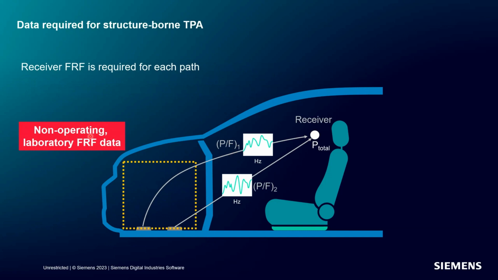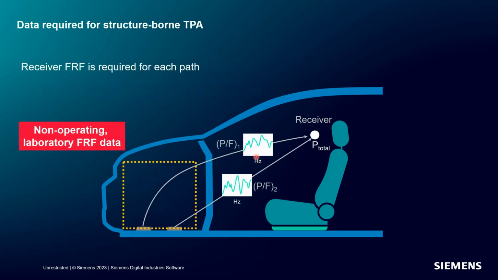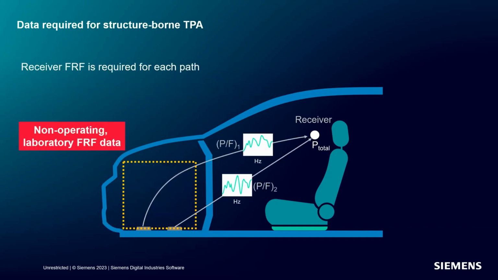Notice it's non-operating. This would be data that you would take without the vehicle operating. And it's a property of the structure itself, this FRF. And it's a function of frequency as well. So for each frequency, this tells you for how much force coming in, how much sound will be generated at the operator ear. So the forces are a function of frequency. So we would want to know how much force is coming in at each of these attachments. And then we would have the FRFs that relate these two attachment locations to the operator ear.